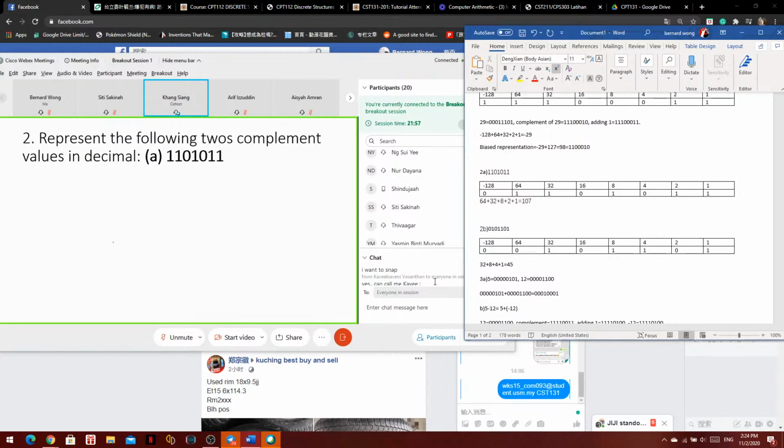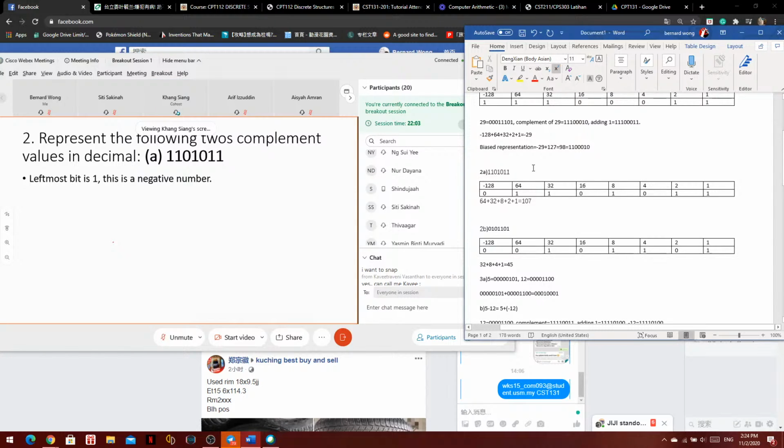Okay, so the idea here, when we talk about 2's complement, first thing first, what you need to know is that always check the first number. If this one is 1, it means negative, okay? Then do the conversion. So if you know this is negative, how do I do the conversion in 2's complement?